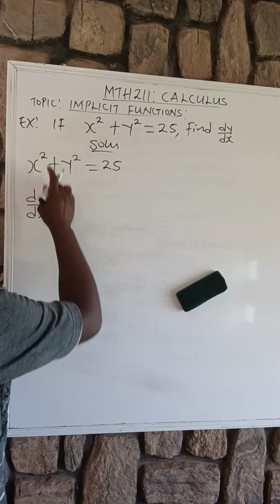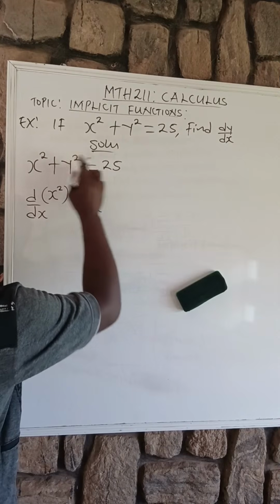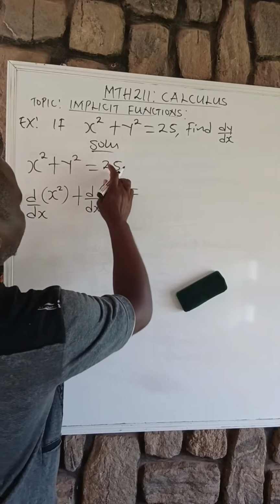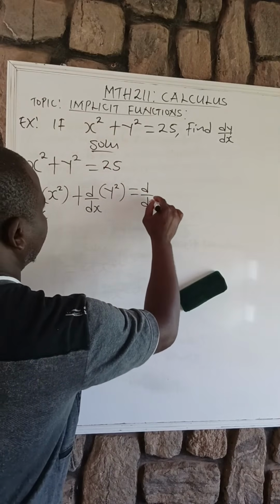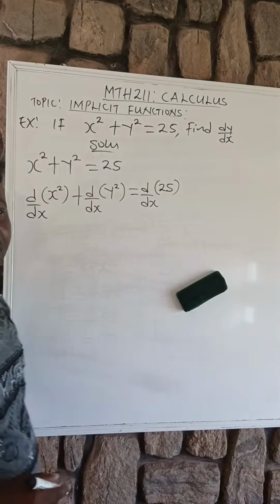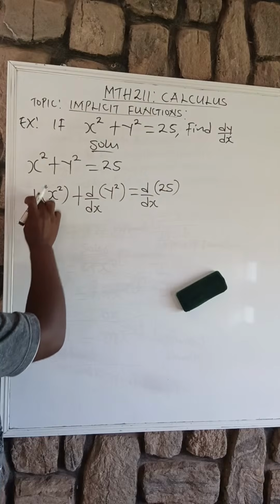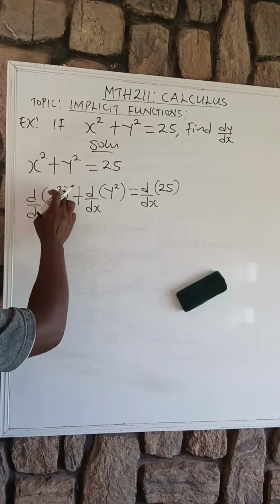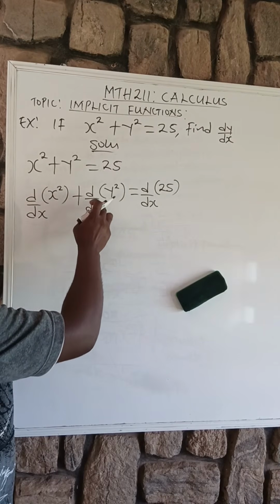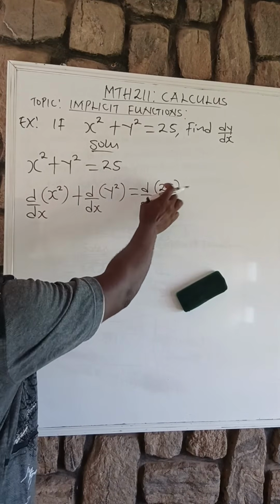X squared plus, what we have here, plus d all over dx, open bracket, what is here? Y squared, then equals to d all over dx, what we have here? 25, right? 25. Amen? Yeah, amen. It's okay. So, if this d all over dx means differentiate what is inside there, then this d all over dx means differentiate what is inside there. Also, the d all over dx means differentiate what is inside there.